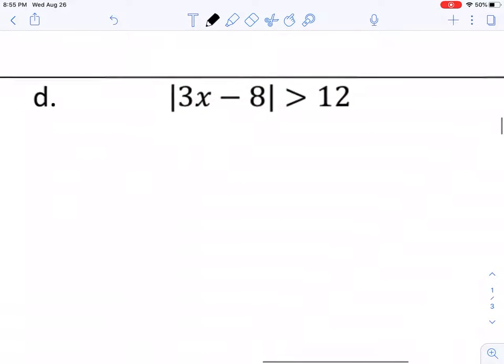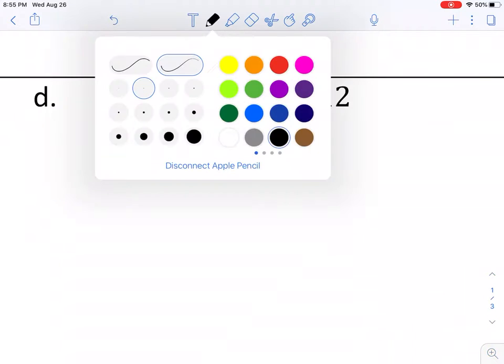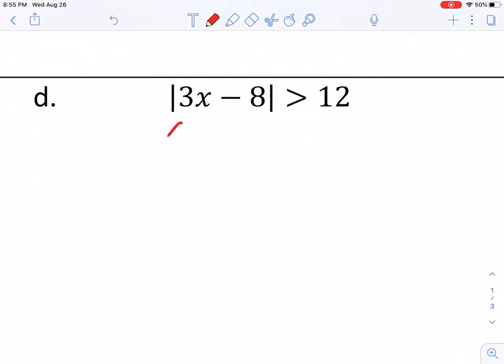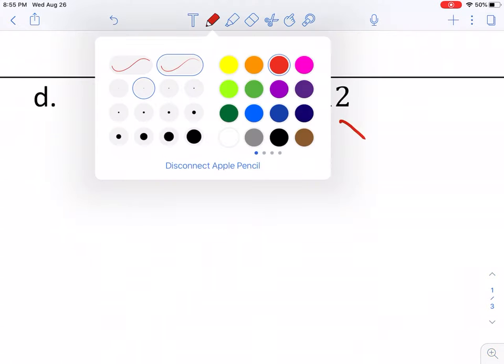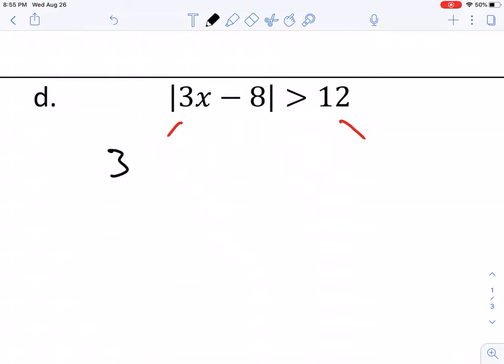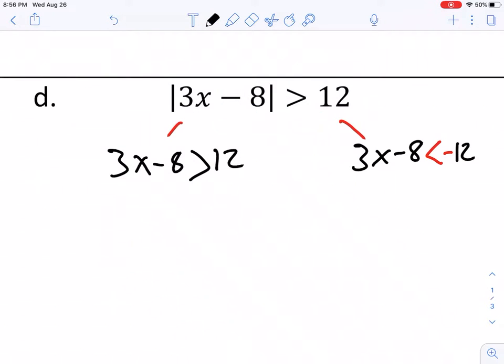All right, and our last example here for these. We're splitting 2 separate equations. 3x minus 8 is greater than 12. So the first one's the same. The second one, 3x minus 8, is flipping negative. So there's our difference. The first one's the same, the second one's flipping negative.